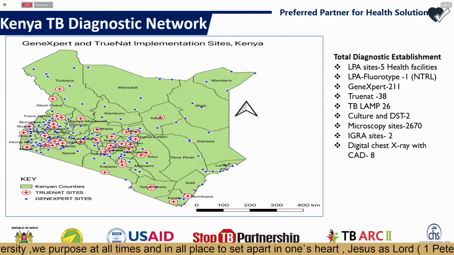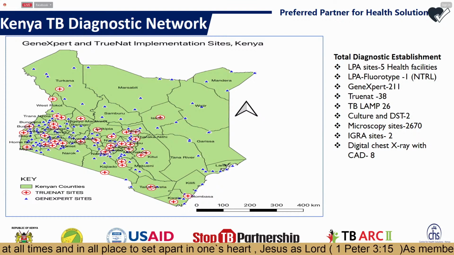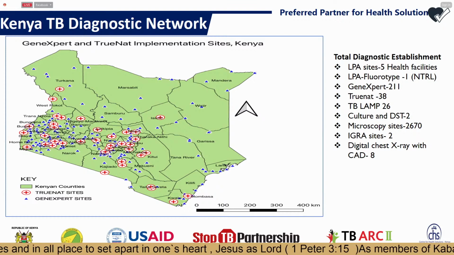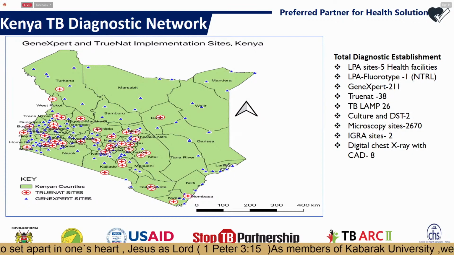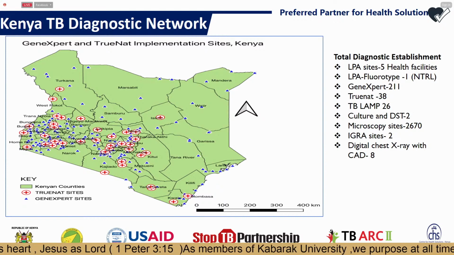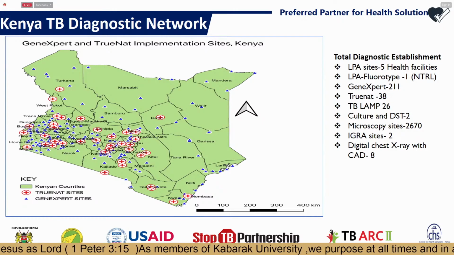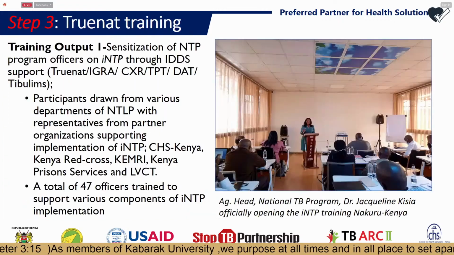You can see where we have the blue, that's where we have the GeneXpert, and the red coded is where we have the Truenat instruments, and you can also appreciate the establishment of the other diagnostic instruments that we have in the country.